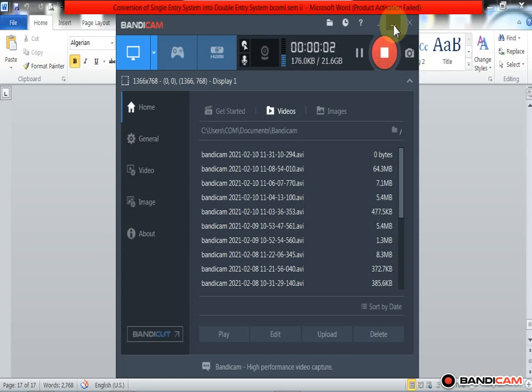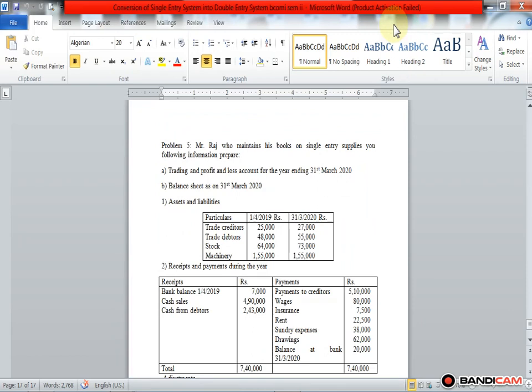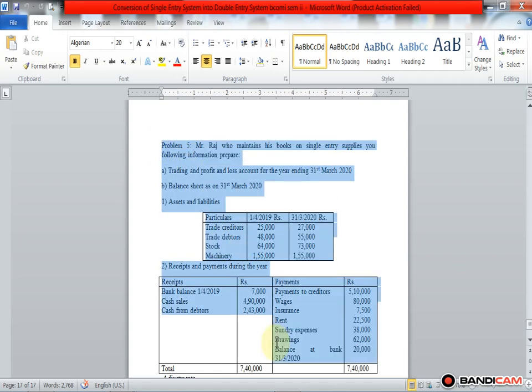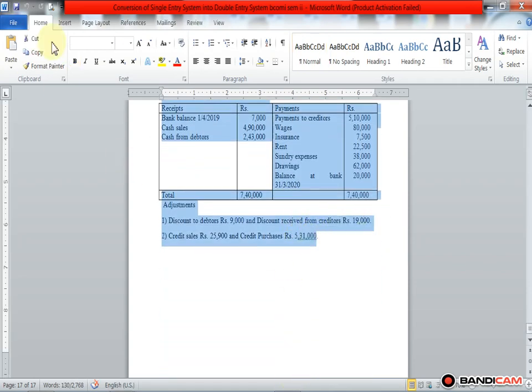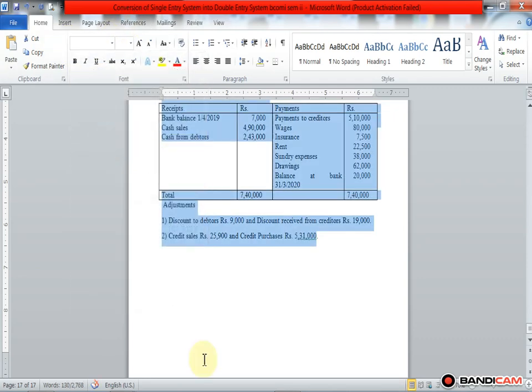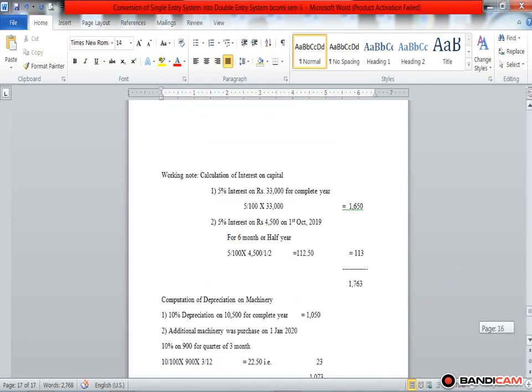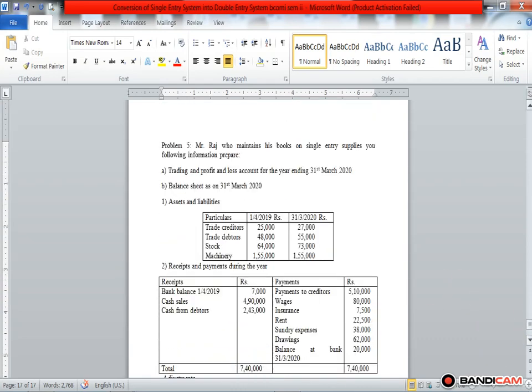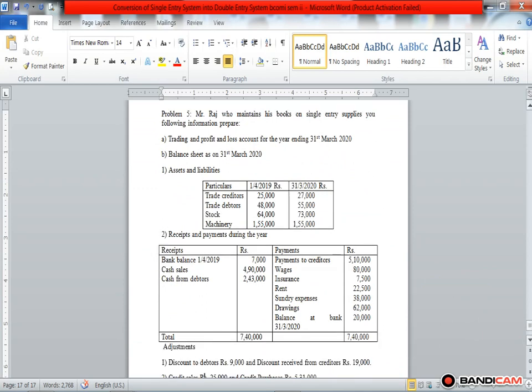Hello students, in our previous lecture we solved a practical problem on conversion of single entry into double entry system. Problem number 4, the preparation of trading profit and loss and balance sheet. In today's lecture we are going to solve a practical problem on conversion of single entry into double entry system. So, practical problem number 5.